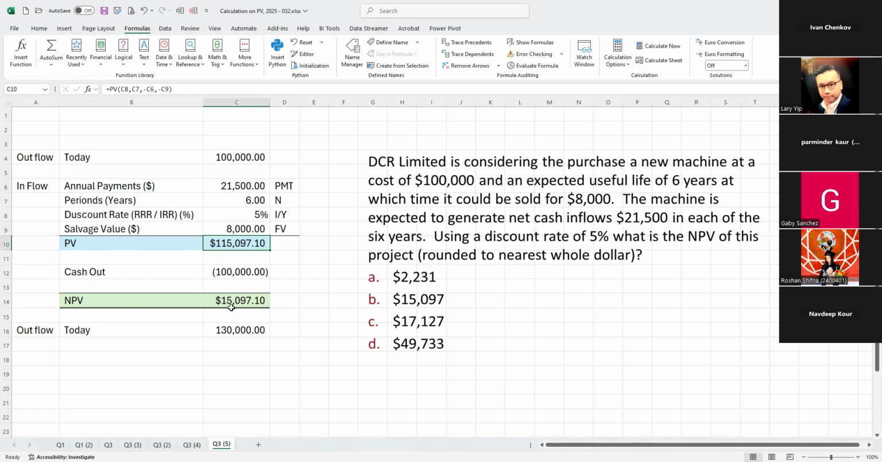Now how much will be the net present value for this project? The net present value for this project will be 15,097. So our answer here will be B. And that's how you solve those types of questions.